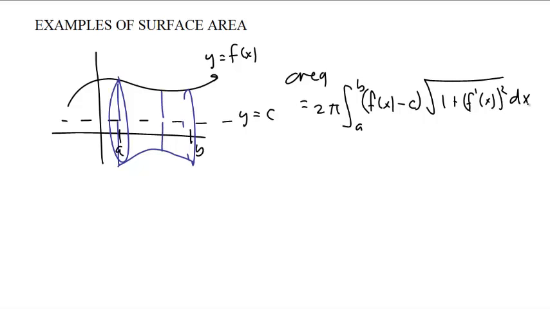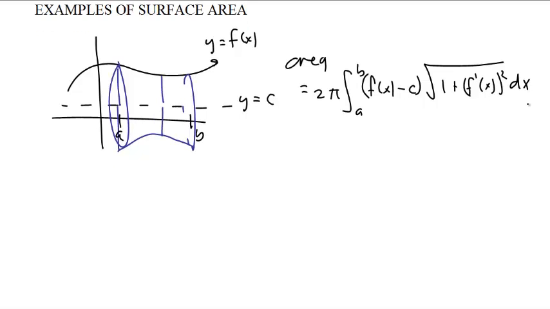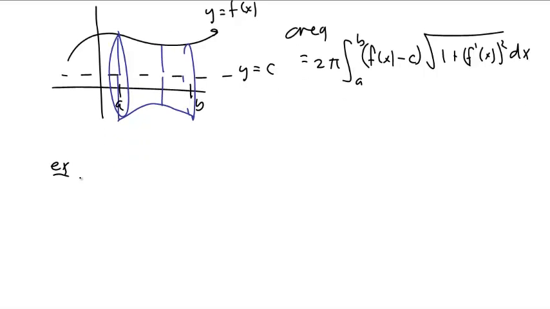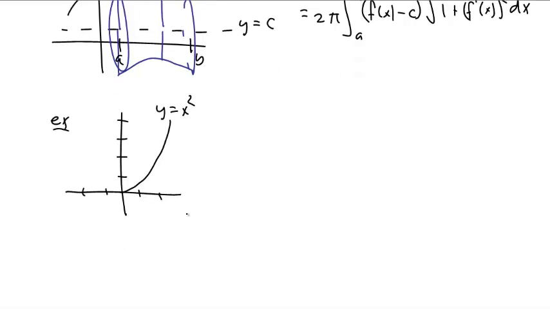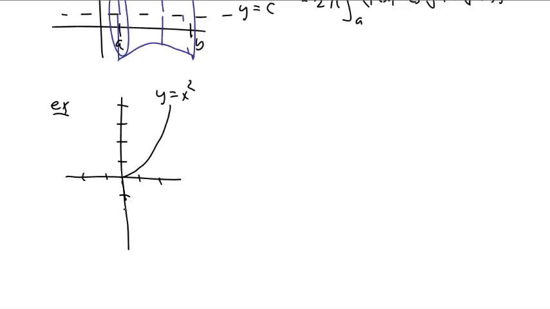Now you would think that most of the time you wouldn't get something that was nice to integrate, and you would think absolutely correctly. For example, can we even do straight lines? I think we can do straight lines, but it's ugly. Let's do a parabola. Standard parabola. Find the surface area of y equals x squared, rotated around just the x-axis.